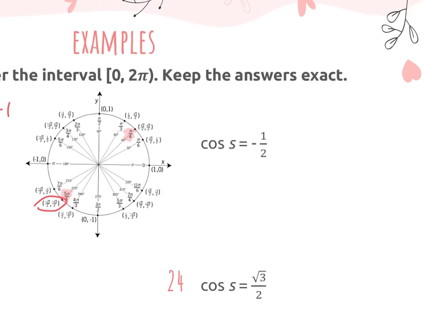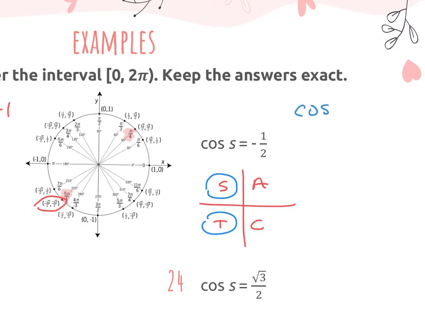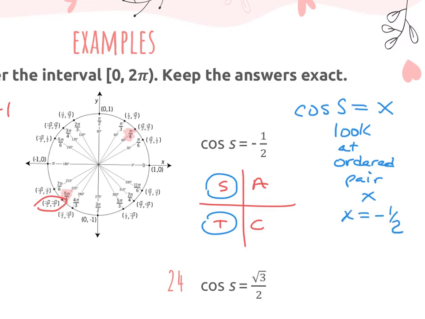Let's try the next one. Now, if you recall from, I think, the second slide, remember cosine, we look at x. So what I'm going to do is narrow down the quadrants to see where I have to look for. All students take calculus. I'm looking to find the quadrants where cosine is negative, which is going to be here and here. Now what I need to do is remember cosine is equal to x. So I'm going to look at the ordered pairs, and I'm going to look at the x of the ordered pair, and I'm going to look to see where x equals negative half. So I've narrowed it down to quadrants 2 and 3.